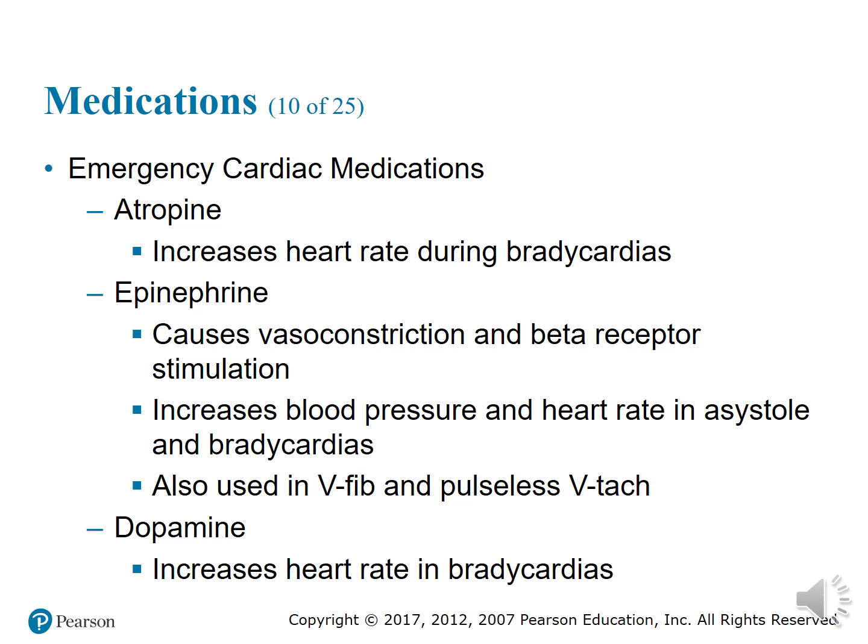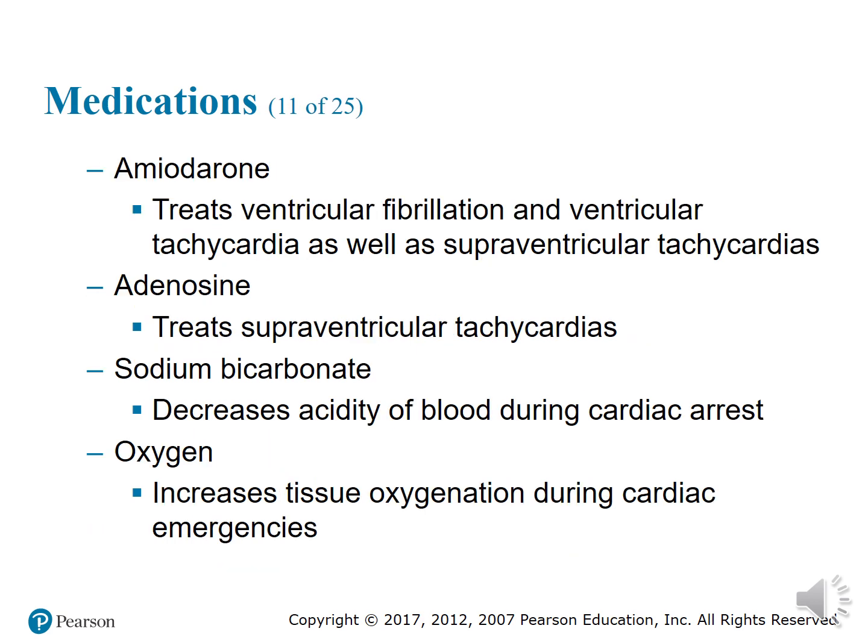Then you have dopamine. Dopamine increases heart rate and renal blood flow. It is used in bradycardia. It is given as an infusion. The next type of medicine you have is amiodarone, which treats ventricular fibrillation and ventricular tachycardia, as well as supraventricular tachycardias.